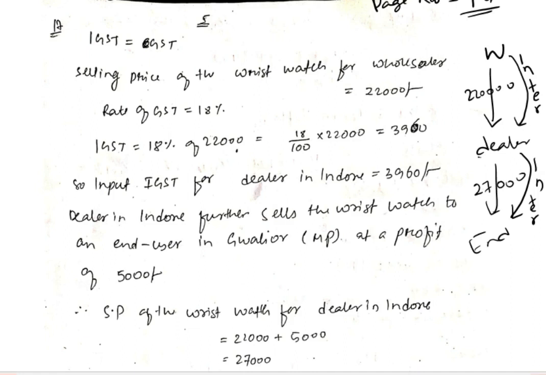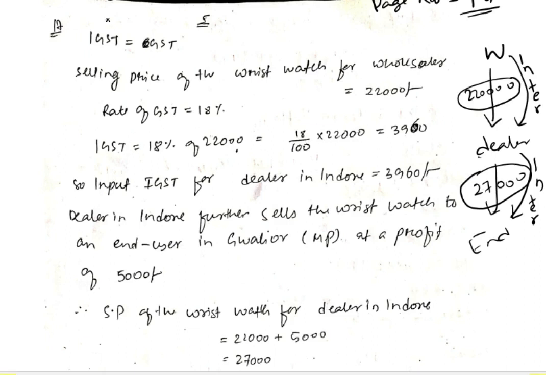Now we have to calculate the net IGST. Obviously, as all the transactions were interstate, we will have to calculate IGST, and CGST and SGST will be nil. So net tax payable is equal to output minus input, and output is collected from the selling price. The dealer has sold it to an end user, so from this price, that is 27,000, he will collect a tax. That tax will be the output tax for the dealer. And the cost price for the dealer is 22,000, so on this price the dealer has to pay some tax. That tax will be his input tax.